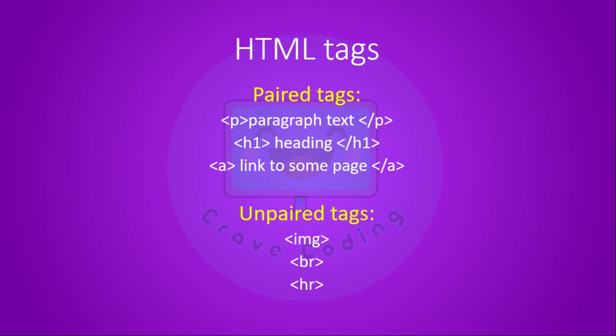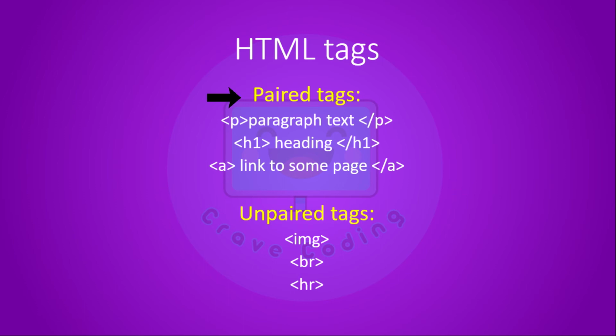Now there are two kinds of tags, paired and unpaired, where the difference between paired and unpaired tags is that paired tags are composed of opening and closing tags, while an unpaired tag does not have a companion tag or a closing tag. Unpaired tags are also known as singular tags.